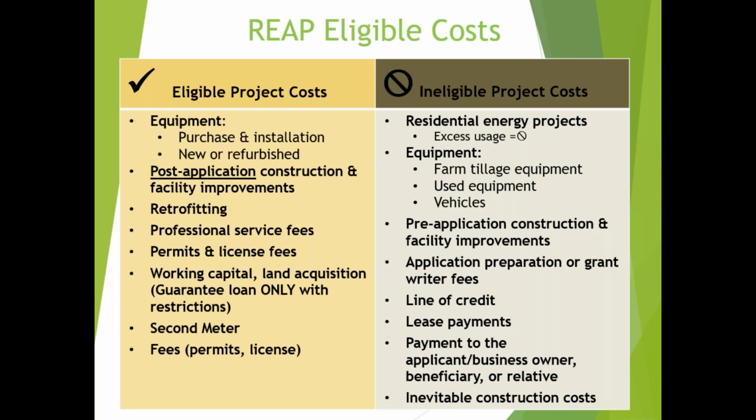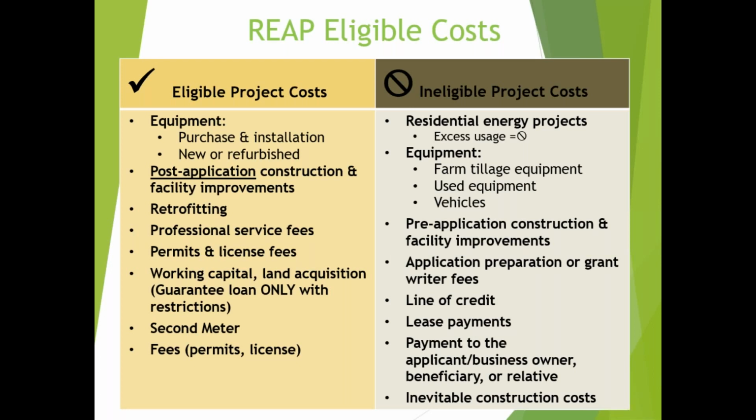One of the neat things about the REAP program is, let's say you are ready to start construction, but you're holding off because you want to apply for some grants. Once you've submitted and they've accepted and said your application is complete, you can actually begin construction. You simply have to sign a waiver saying that we understand we're beginning construction and we may not get the grant. But you are able to start as long as the application has been submitted and accepted. So that's what post-application means for construction and facility improvements. And you don't have to wait until the deadline to submit your application. You can submit it whenever you feel like it's complete.